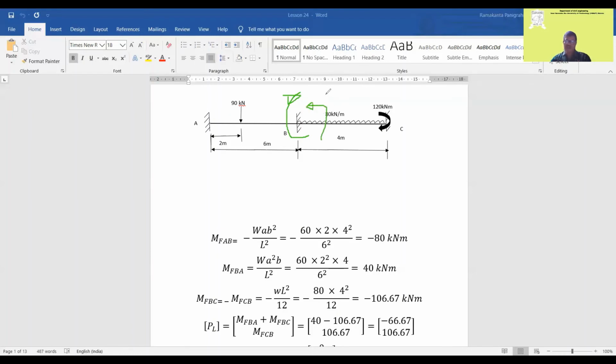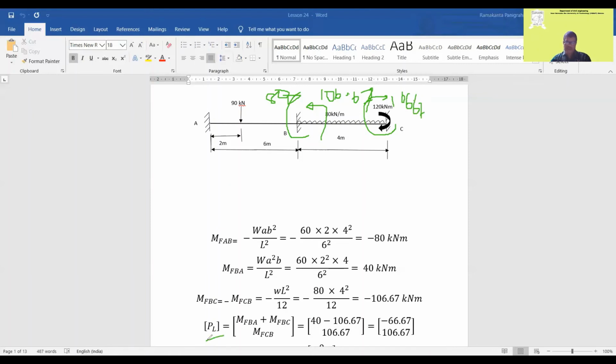So this force is 106.67, and this side is 80. Right? This side is 80. And here it is plus 106.67, so clockwise.